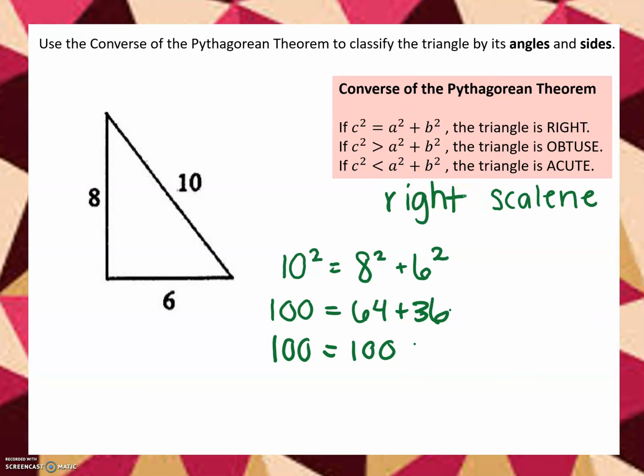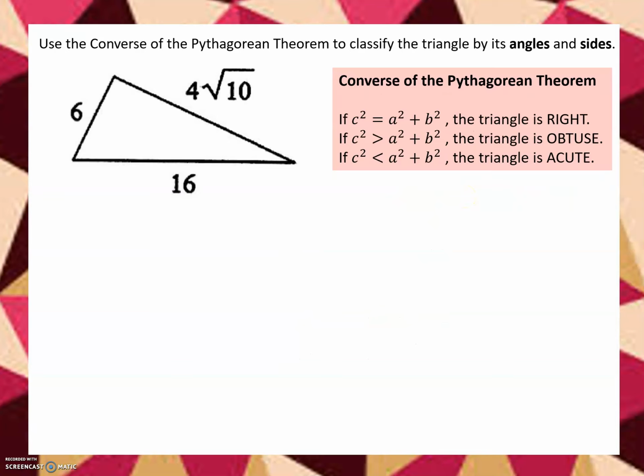All right, let's try another one. Here you're given a triangle with all different side lengths. However, one of them is a radical. But because they have all different side lengths, I'm just going to first make note so we don't forget that this is going to be a scalene triangle. But we need to use the converse in order to determine whether it's right, obtuse, or acute.